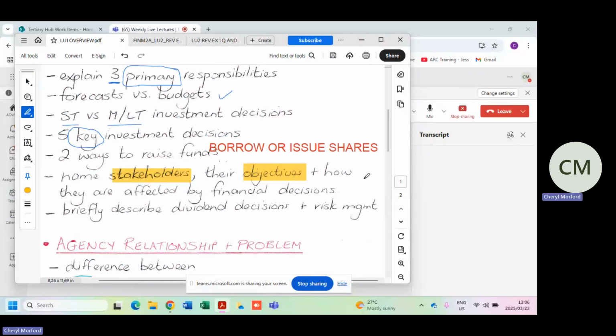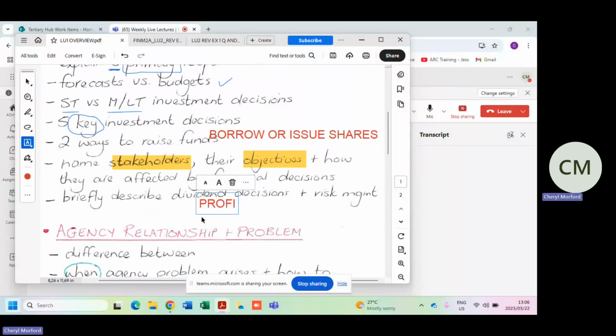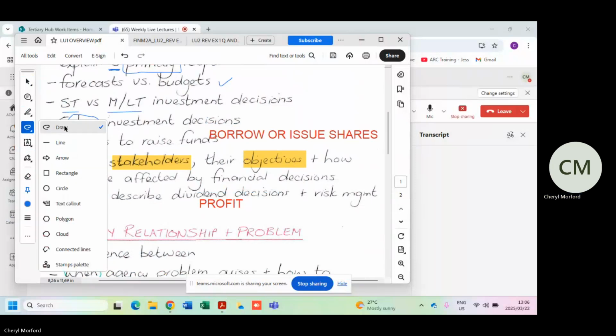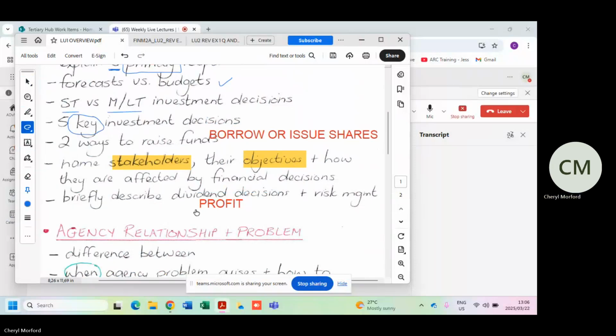Then coming to dividend decisions and risk management. In terms of dividend decisions, this basically relates to the profit of the business. So what can we do with the profit? Two things. We can either, it's not going to let me draw here, which is a bit of a nuisance, over there or over here.